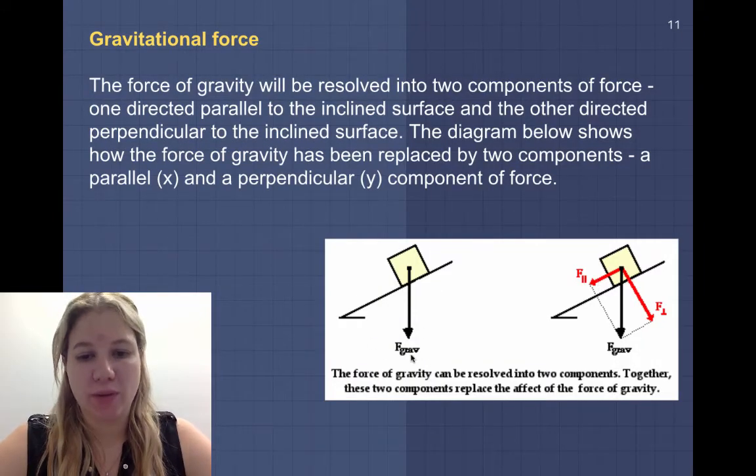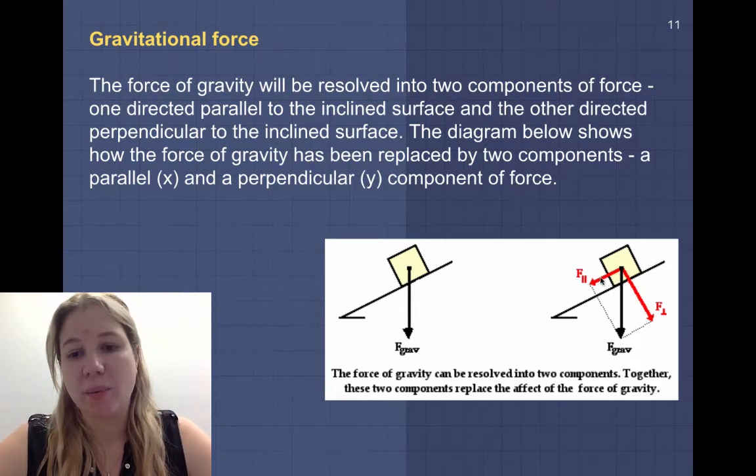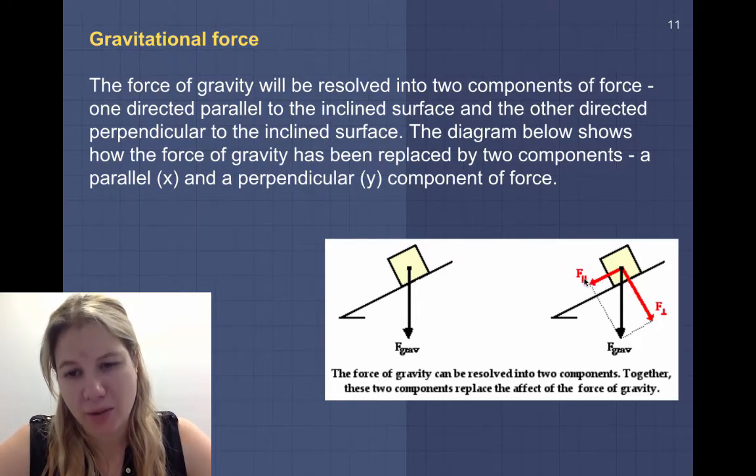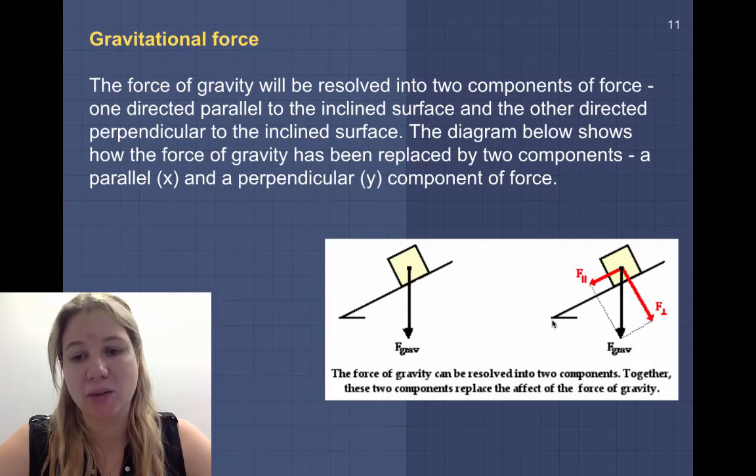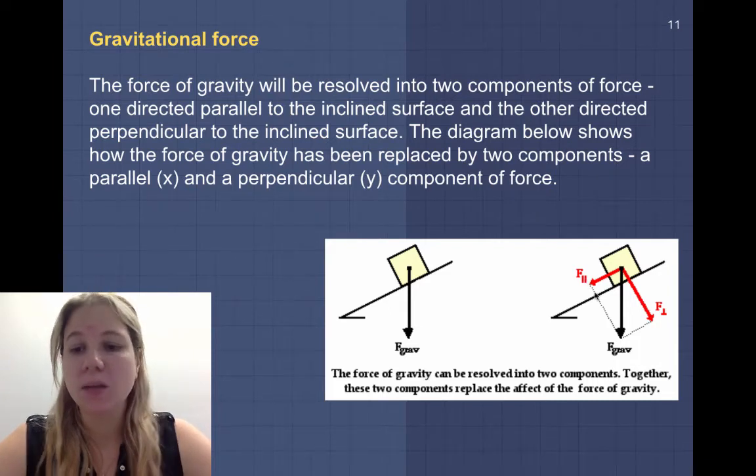Once we've worked out our force of gravity, we can then work out the components that it's made up of. Just like in our kinematics topic, we can find the x and y components of that force. The diagram here shows you where those components are. You've got a component that is parallel, and those two little lines show it being parallel to the inclined plane.